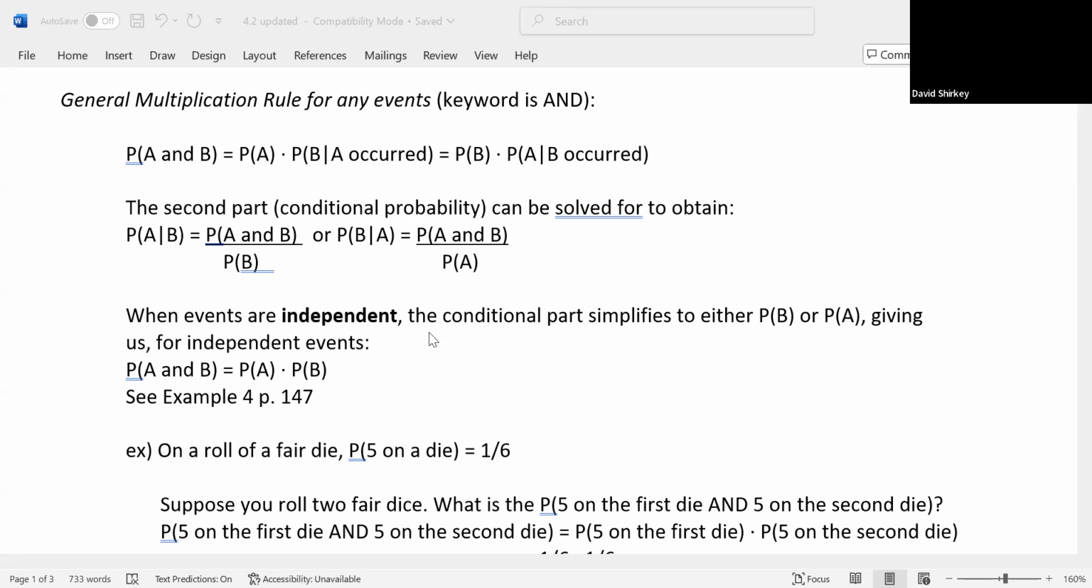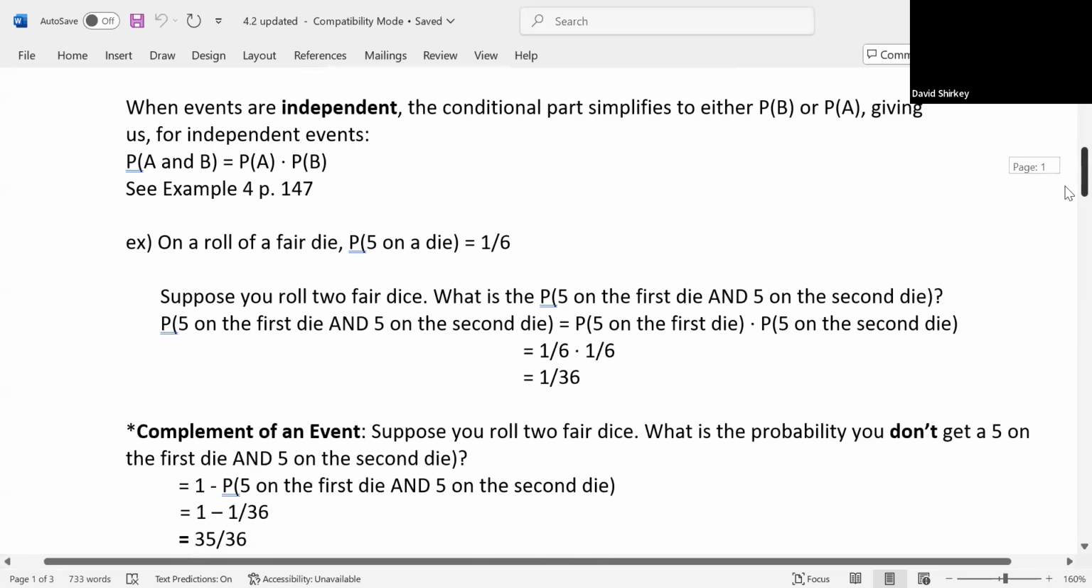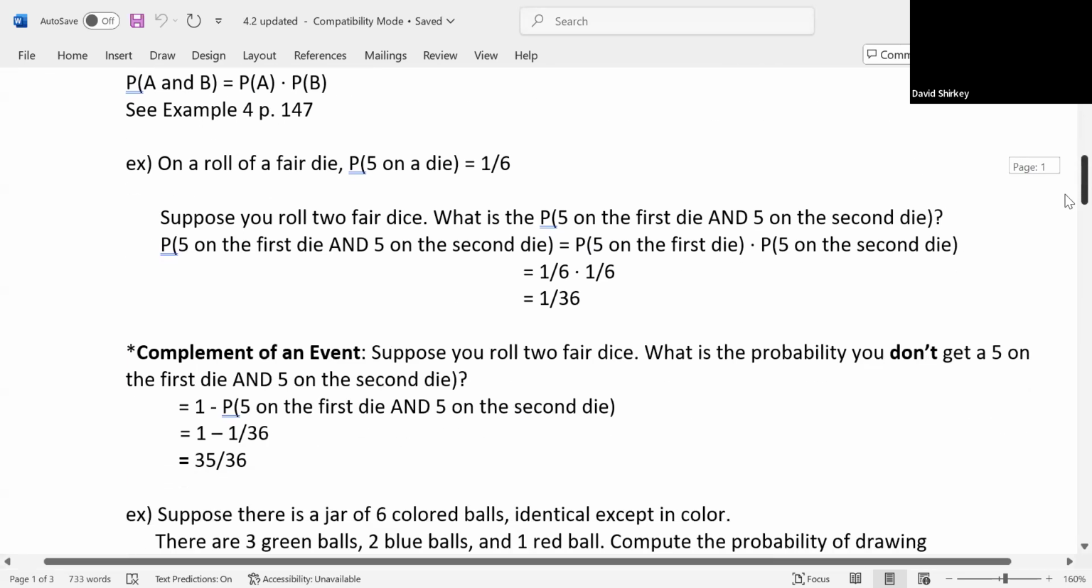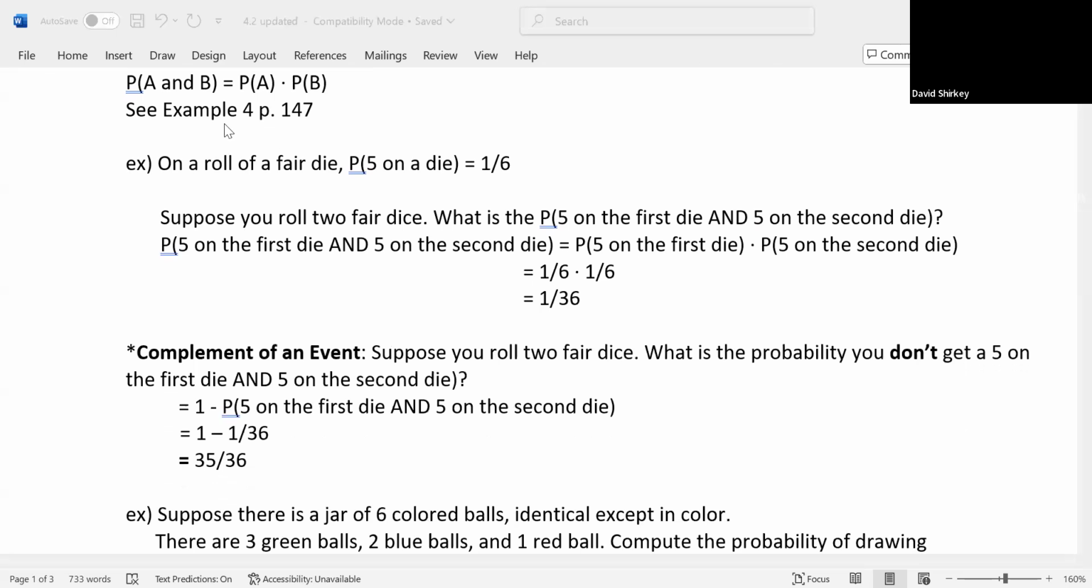When events are independent, the conditional part simplifies to either the probability of B or the probability of A, giving us, for independent events, the probability of A and B is just the probability of A times the probability of B. There's none of the "given that something occurred" when they're independent. So for example, oh, and first, actually, let me backtrack a little bit.